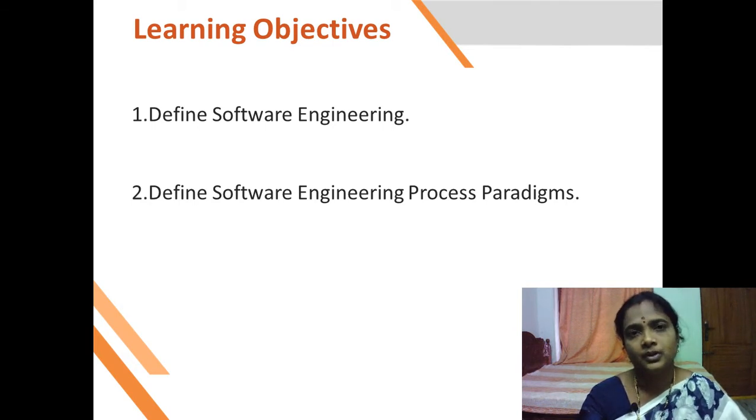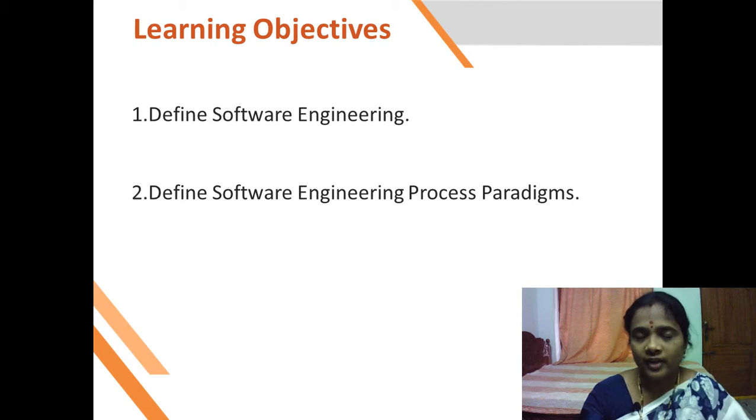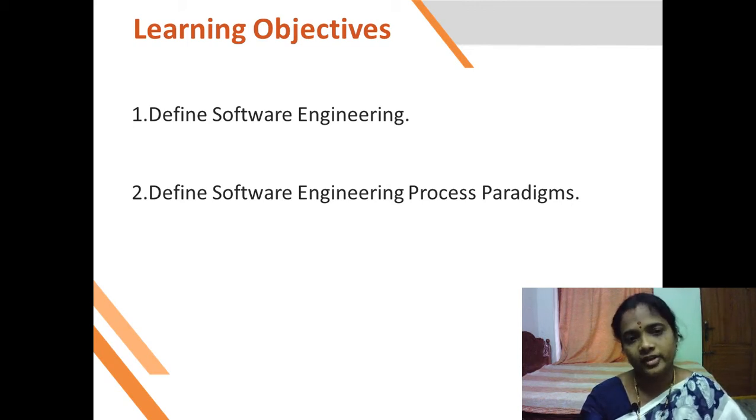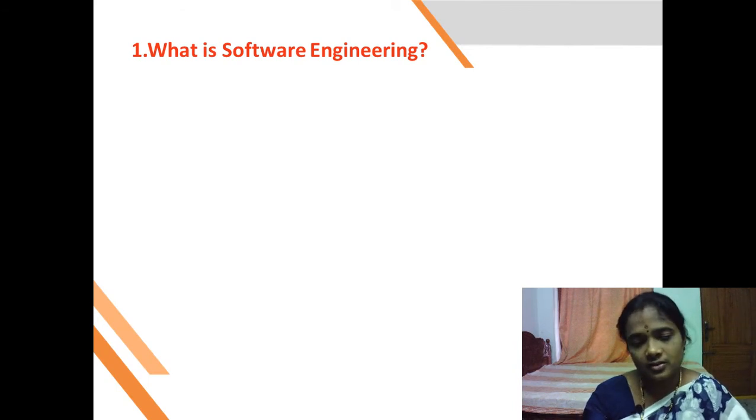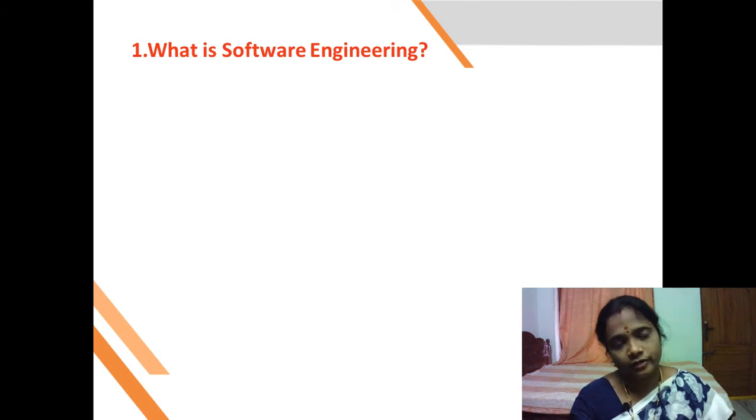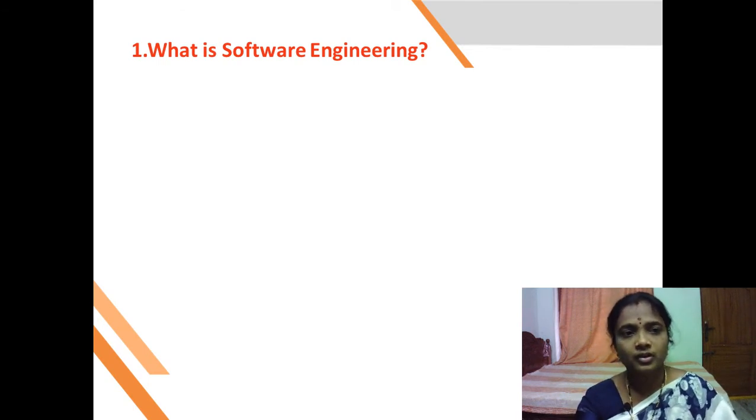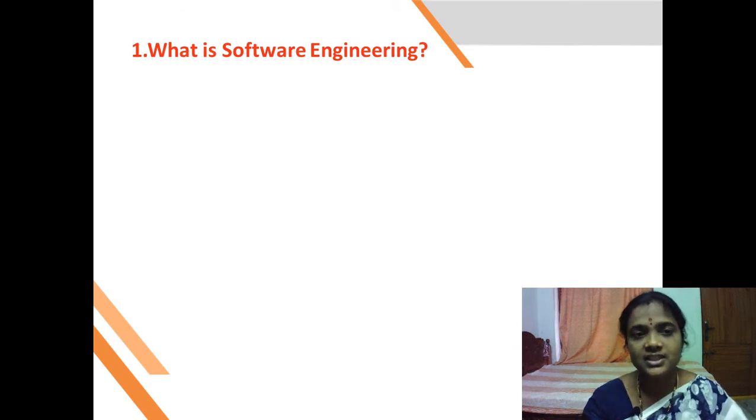and defining software engineering process paradigm. What is meant by software engineering process paradigm? So first we will see what software engineering stands for. The term software engineering is made up of two words, software and engineering.